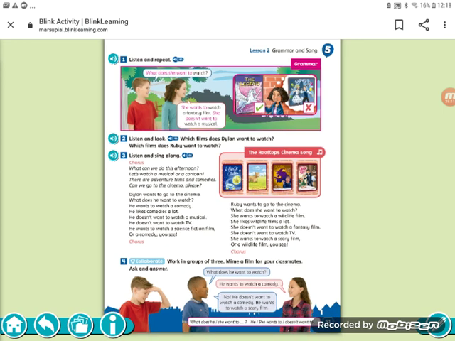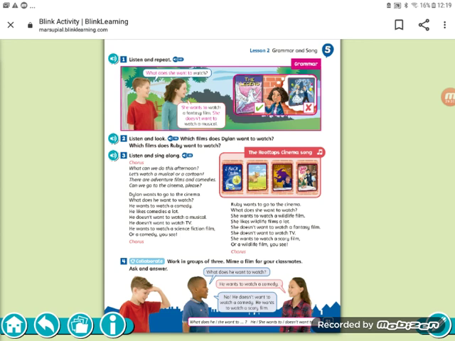Let's see. A ver, vamos a ver qué significa la canción. Me lo tenéis que ir diciendo vosotros, ¿eh? Yo lo digo, pero primero vosotros me lo decís. What can we do this afternoon? Ah, yes, very good. ¿Qué podemos hacer esta tarde? Let's watch a musical or a cartoon.